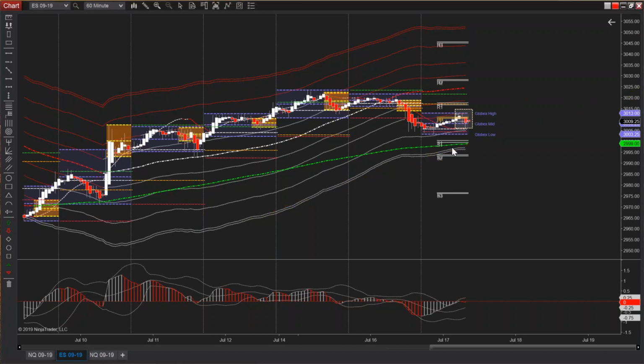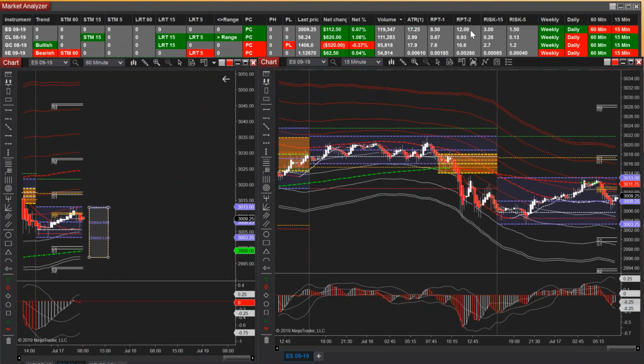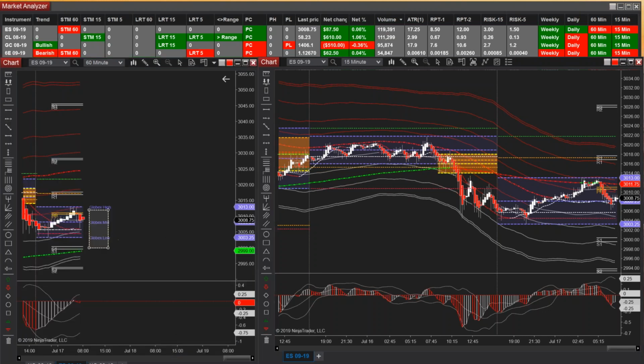So a good trade possibly would be wait for that second target. And that second target for the ES is 12 points. So very easily set this for 12 points. There's your box. And so if you're going to trade from there you go. Get you right down to your targets.